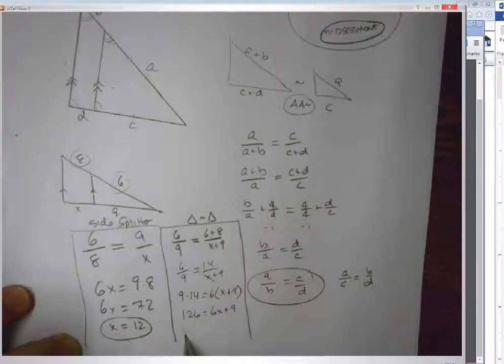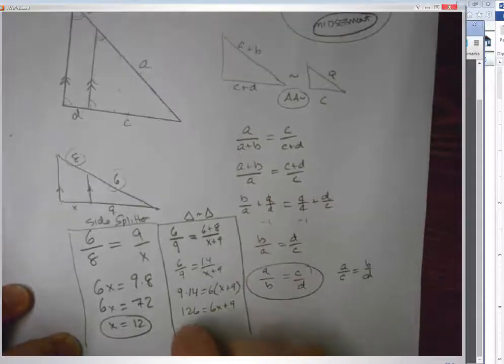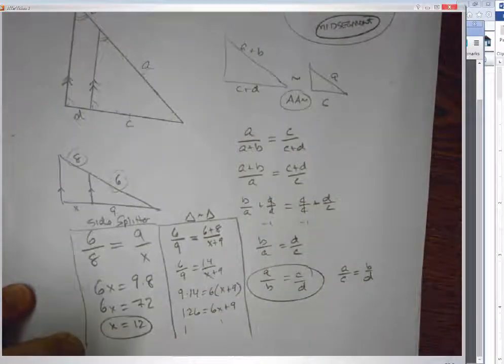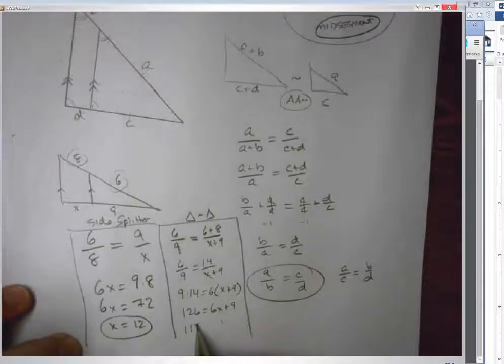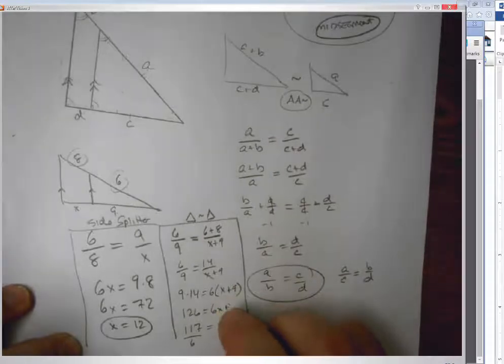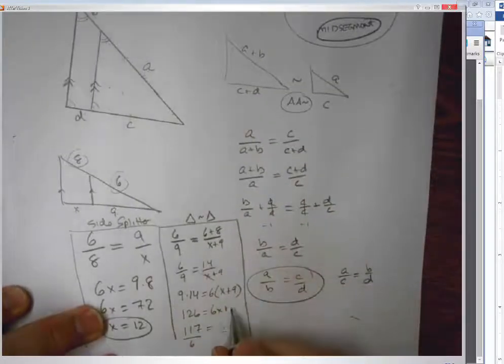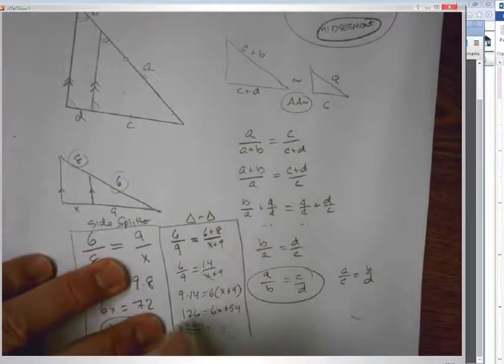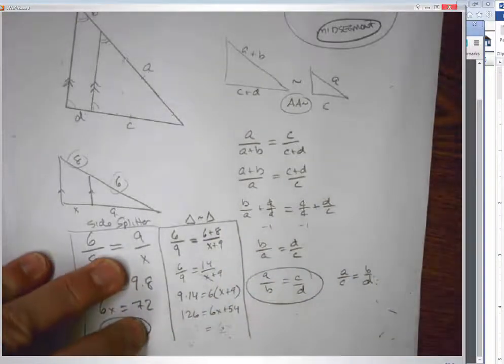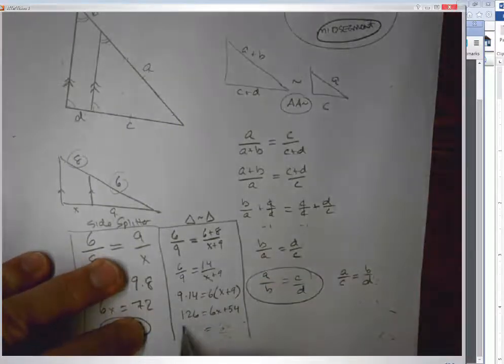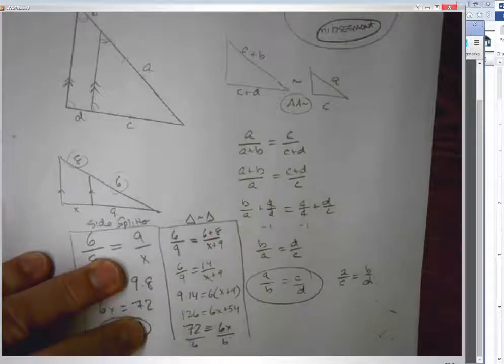Subtract 9, and I get 117. Equals 6x. Divide by 6, divide by 6. And something didn't work. Oh, I forgot to multiply this 9 by 6. So this should be 54. That's why it wasn't working. So 126 minus 54 is equal to 72. That's what I'm expecting. Divided by 6, divided by 6, 12 is equal to x.